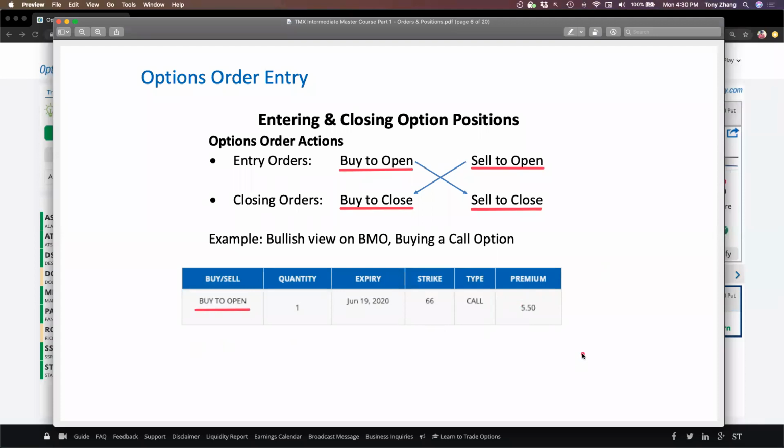Does that make sense? Please type 2 into the chat window if that makes sense to you, that you must use the corresponding to close order. And if you don't use the to close order, what will end up happening is you will end up having two open positions instead of closing your original position, which is not something you want to do.